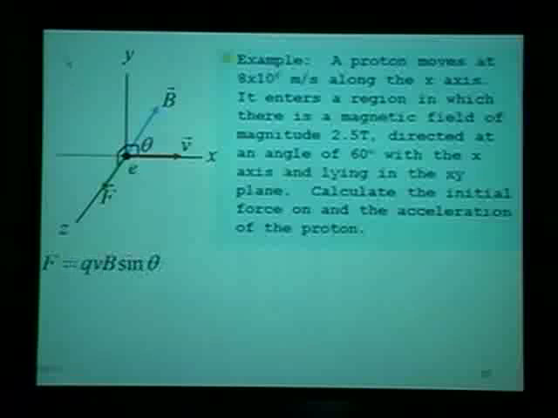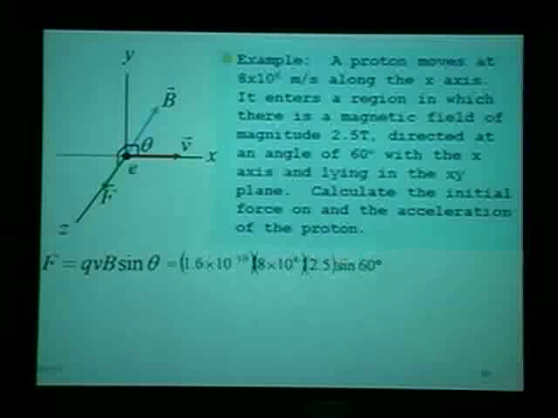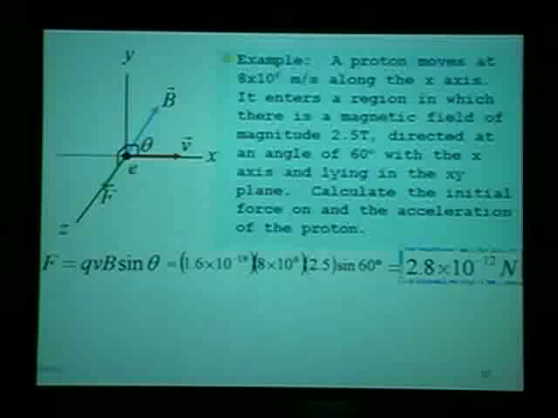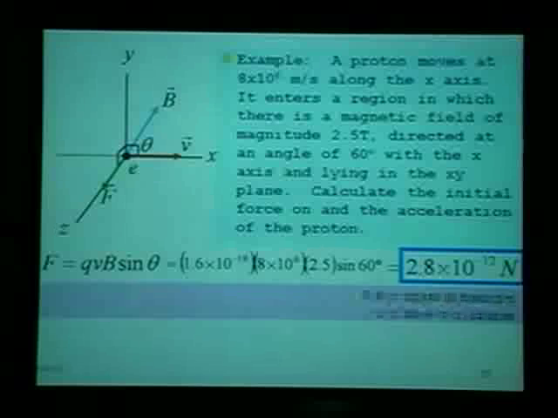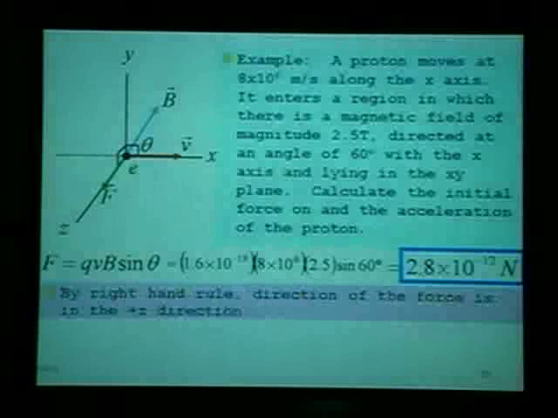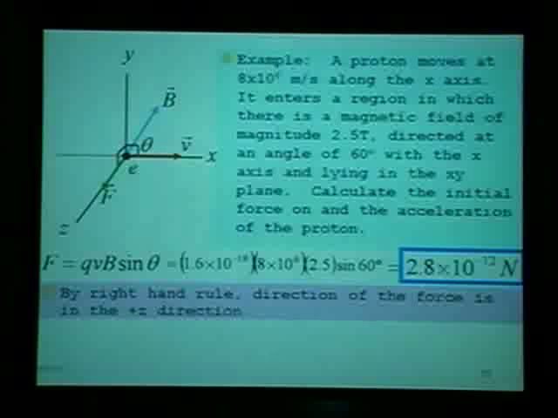The magnitude of that force would be qvB sine theta. The charge on a proton is 1.6 times 10 to the minus 19 coulombs. It was moving at 8 times 10 to the 6 meters per second. The magnitude of the field was 2.5 Tesla. And the angle between the velocity and the field, this angle right here, was 60 degrees. So we have sine 60. So that's 2.8 times 10 to the minus 12 newtons. And by the right-hand rule, the direction of the force would be in the positive z direction towards you.